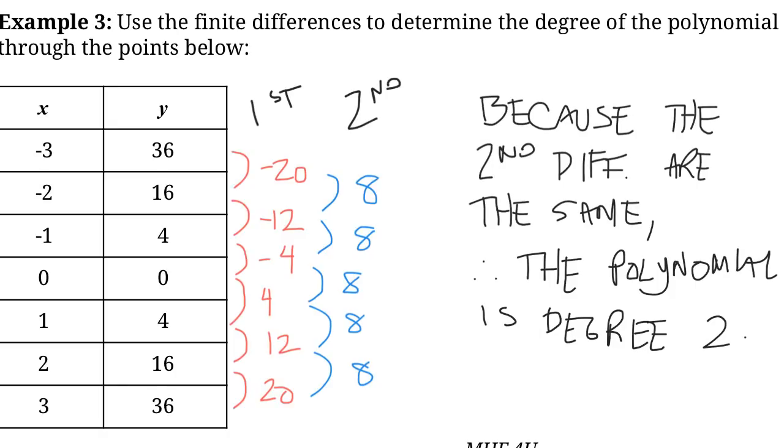I'll leave you with a little question to think about. Will all polynomials eventually have differences that are the same? And if you can find the differences that are the same, so say you find the 6th differences are the same, does that always mean it's a polynomial? I'll leave that up to you to think about.